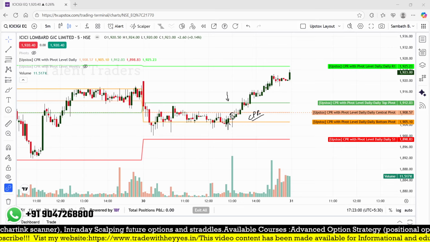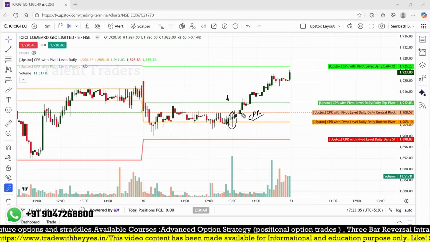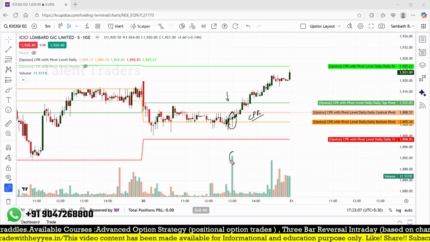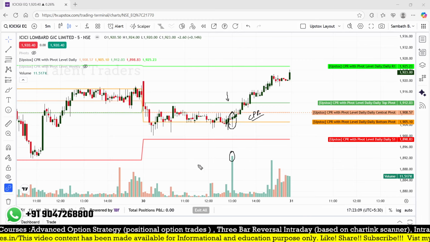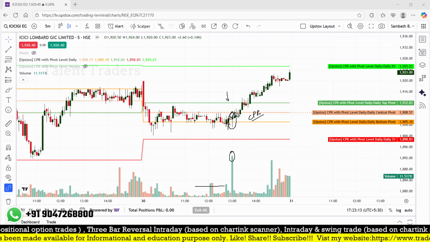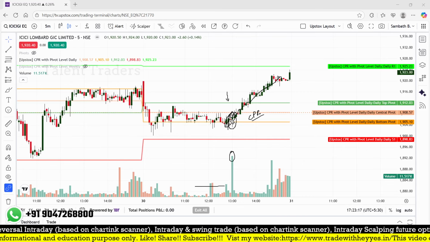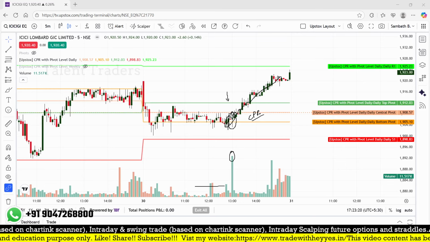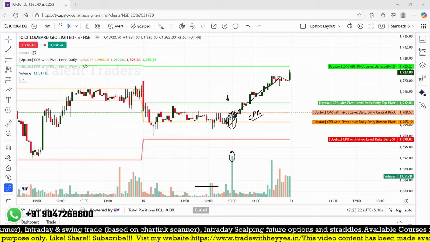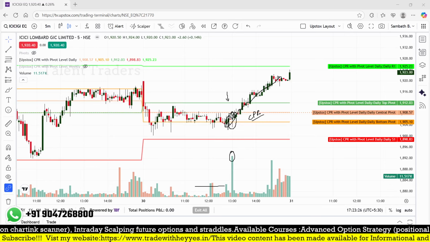For example, this is the candle which is trading inside or near the CPR range. At the same time, it has a huge volume compared to the previous candles, and such a huge volume along with trading inside or in between the CPR range can give you a good momentum or reversal from that particular level.